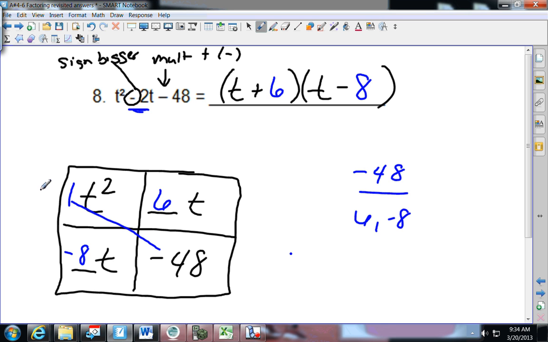See, because right here, t squared splits up as t and t. T times what is 6t? Plus 6. T times what is negative 8t? Right?